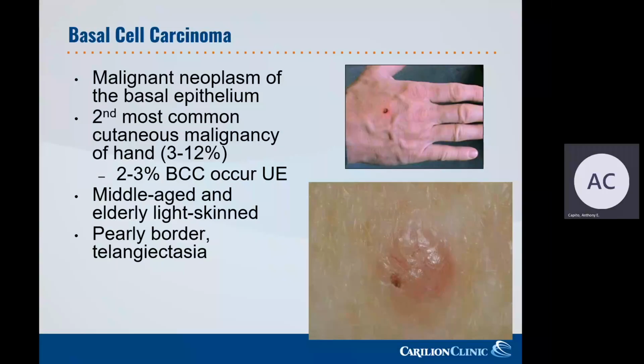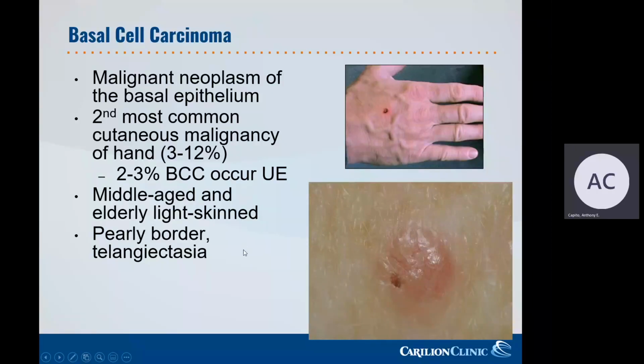So, shifting gears a little bit, is basal cell. This is the second most common malignancy of the hand. They occur more frequently on the back of the hand than the digits themselves. Once again, risk factors are as we get older, as well as light-skinned, and they can have this pearly border and some superficial telangiectasias within the lesions themselves.